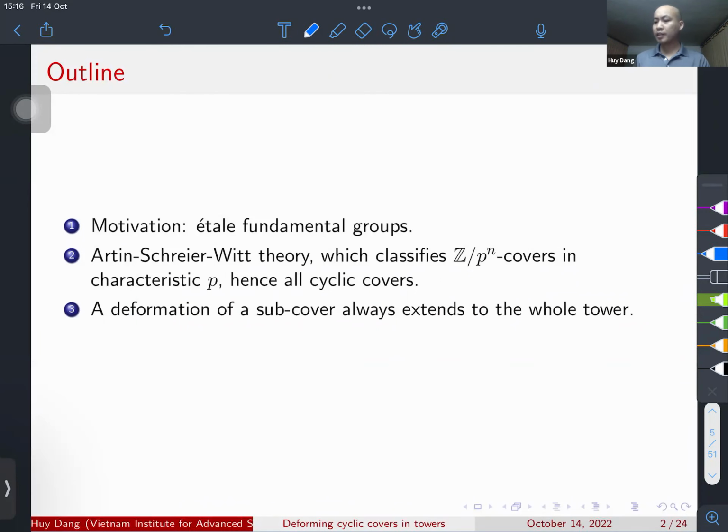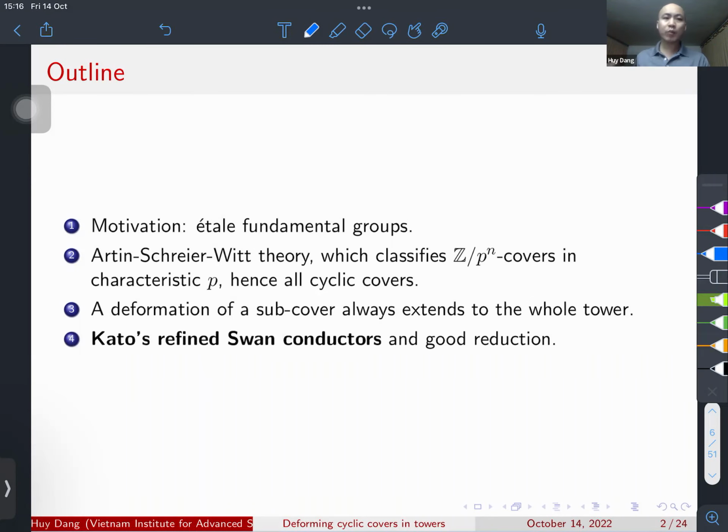And the main result that I want to present is the following: a deformation of a subcover of curves can be uniquely extended to the whole tower. You have a tower of coverings and you have a deformation of the subcover, then you can uniquely extend that to the whole tower. In order to do so, I will have to introduce Kato's refined Swan conductor, a very powerful invariant that helps us to understand the good reduction of a cover. Okay.